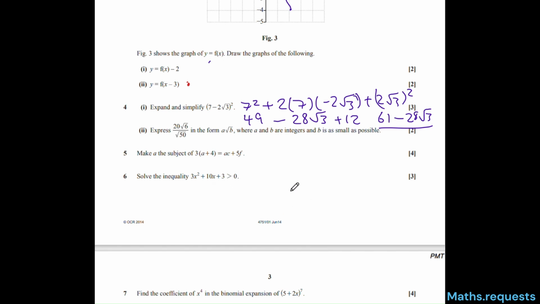So solve the inequality 3x squared plus 10x plus 3 is more than 0. If you draw the graph, you would get something like this. And then, of course, it's asking for more than 0, so you want the point on the line where the values are more than 0. So that would be these points here. So that means you want to find the points where the line y equals 3x squared plus 10x plus 3 crosses the x-axis. So first we'll let it equal to 0.